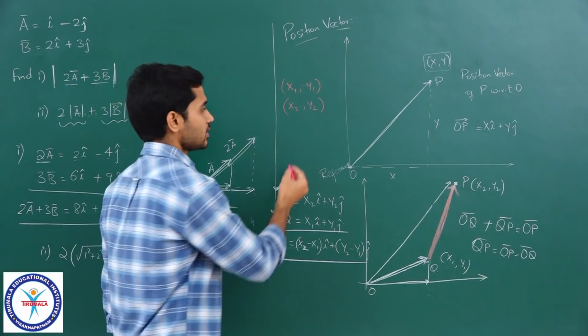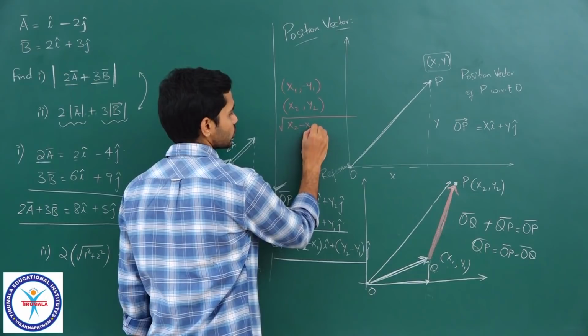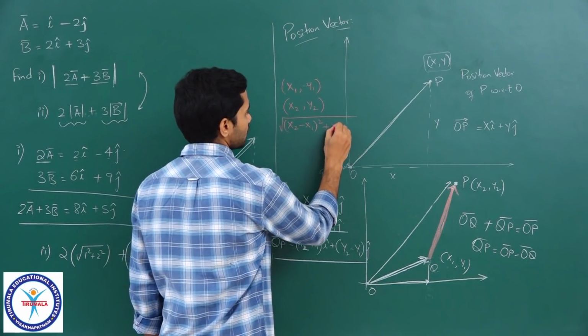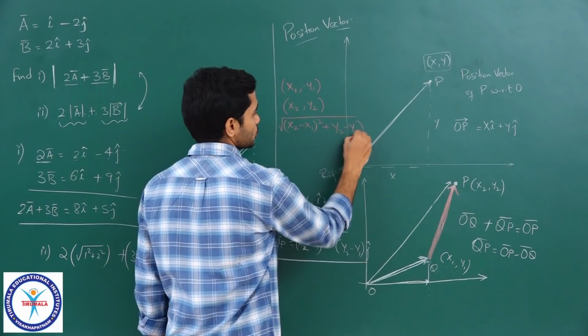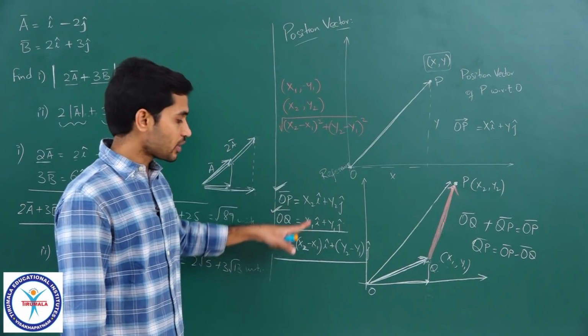You would have learned this, right? So you would have studied it as root over (x2 minus x1) whole square plus (y2 minus y1) whole square. Seen this result? Now that result can be understood from this also.